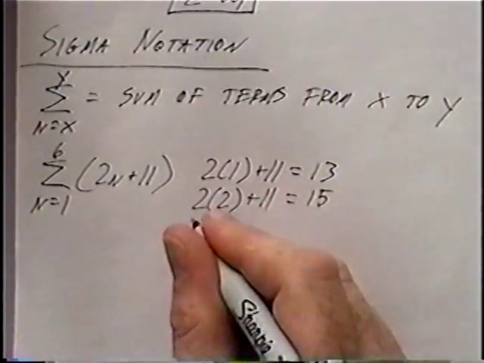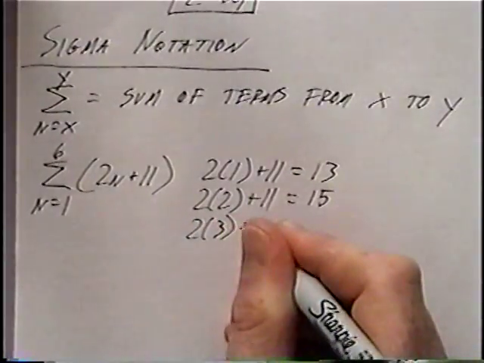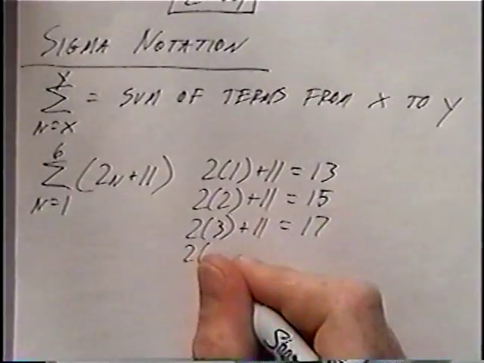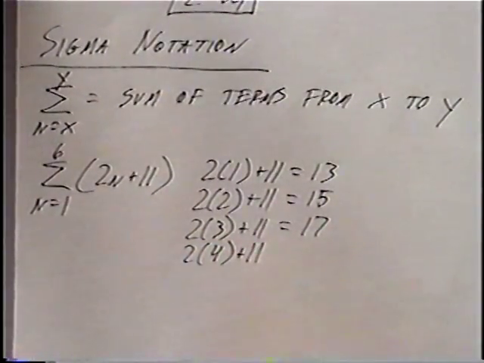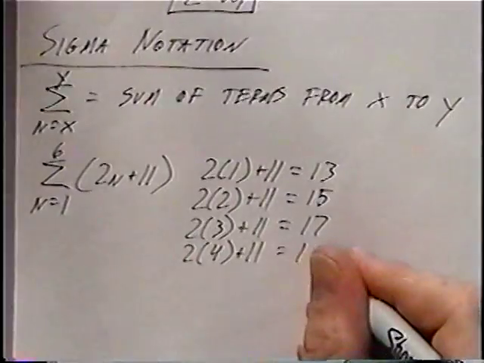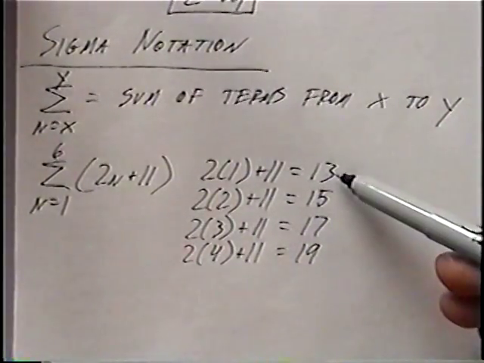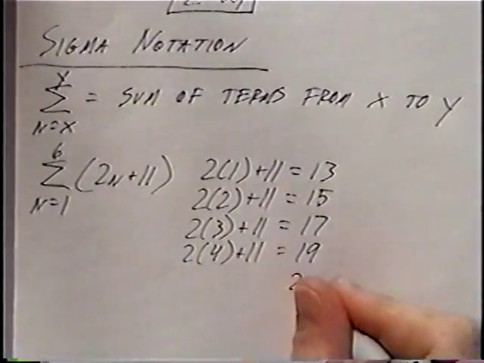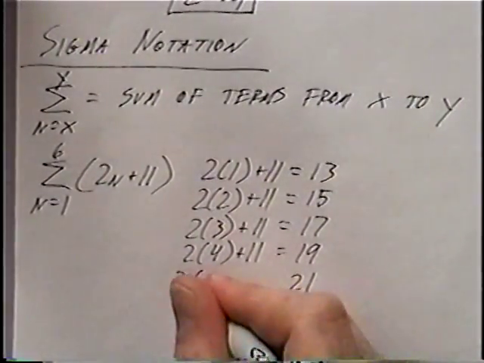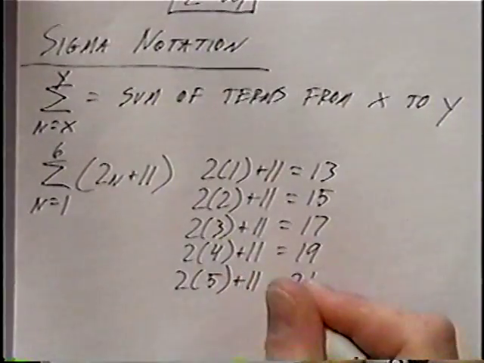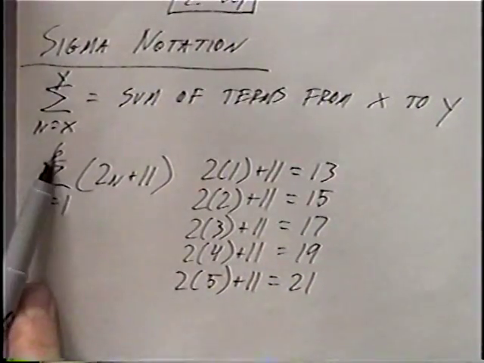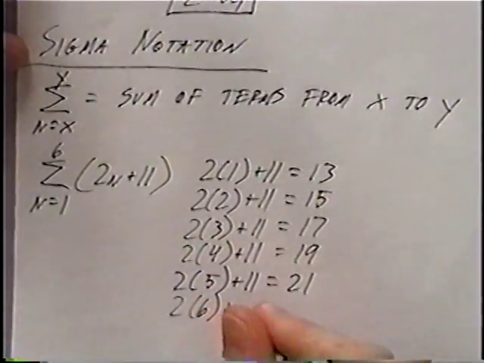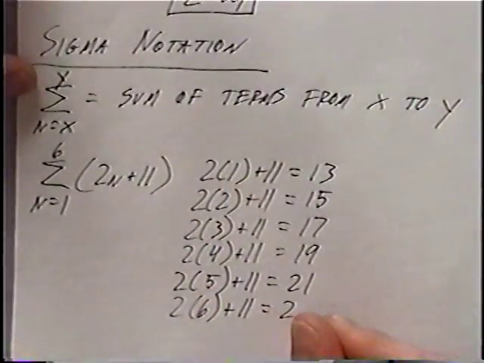N equals 3. 2 times 3 plus 11. That would be 17. 2 times 4 plus 11. That would be 19. As before with sequences, you'll start to see a pattern. 19, the next number would be 21. And that would be 2 times 5 plus 11. Again, we're continuing up to 6. So our final number would be 2 times 6 plus 11, which will be 23.